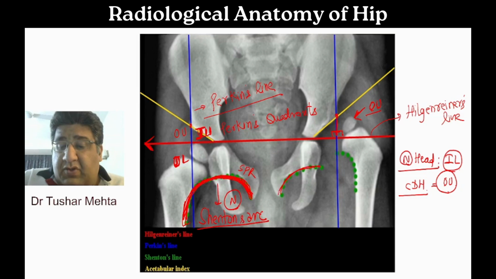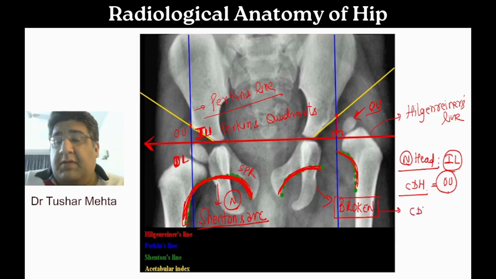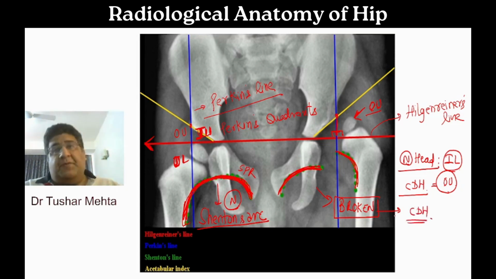But if you draw the same Shenton's arc on the opposite side, you can see that this Shenton's arc is kind of broken. It is kind of interrupted. Why? Because the hip is having congenital hip dislocation.